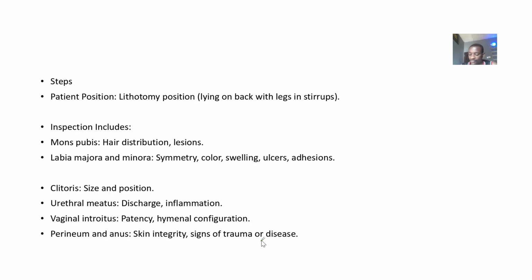Okay. So the steps are, you position the patient in lithotomy. So the person will lie on their back, the legs will be raised. Okay. Inspect the mons pubis, hair distribution to see if it is female type. Okay. Lesions. You inspect the labia majora, labia minora, all of that. Look at the clitoris size and position. Look at the urethral meatus. You look at the opening of the vagina. You look at the perineum and the anus. Look at the skin integrity to see if there's trauma or any disease.